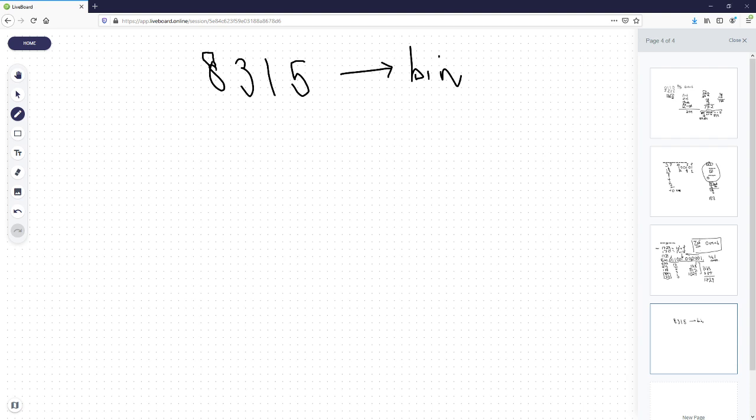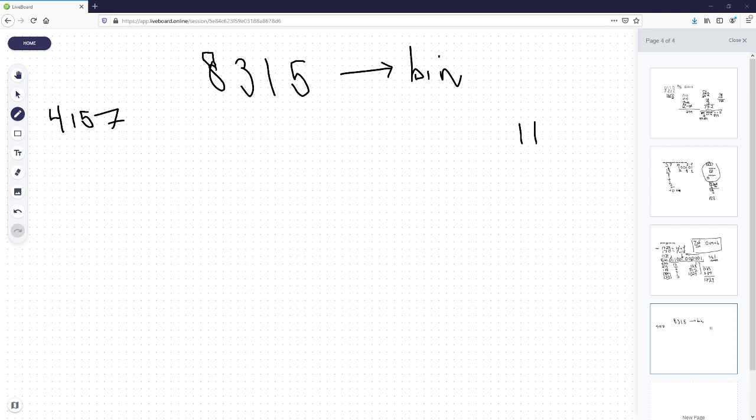So we start with a 1, we divide by 2. And this time I'm going to use my computer calculator so that I don't screw up. The next number we get is 4157. So that's odd. And so where is the integer thing? Huh. I don't know. Okay.